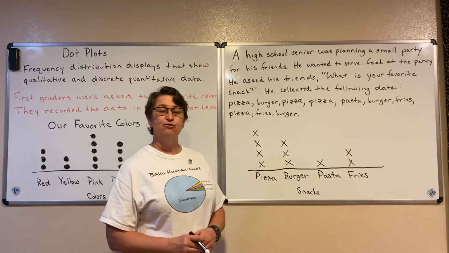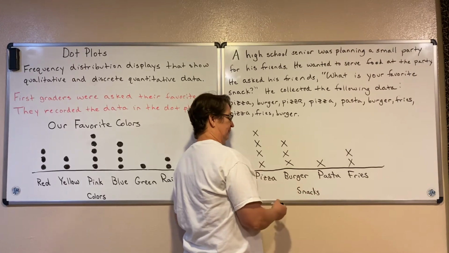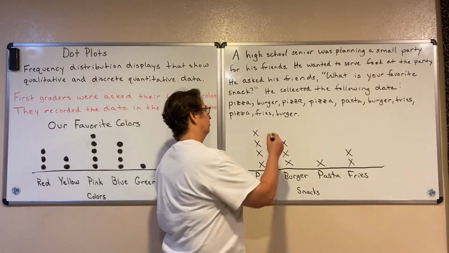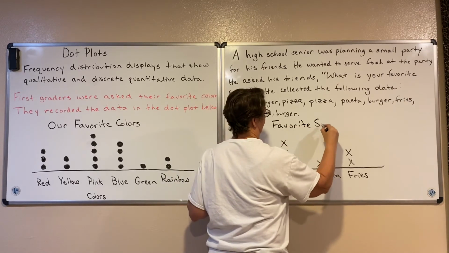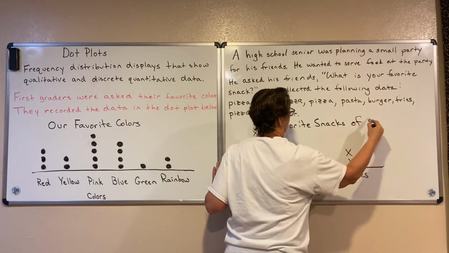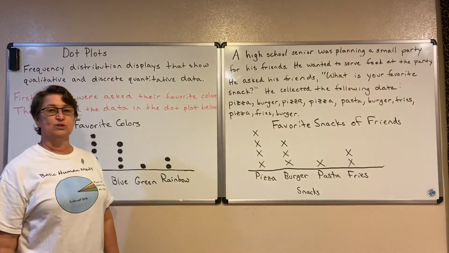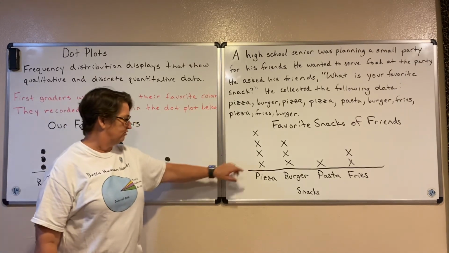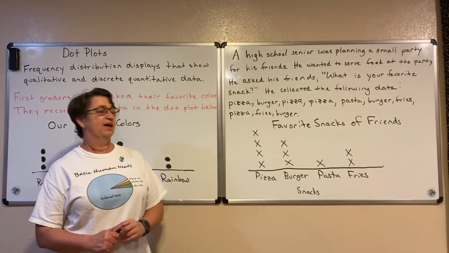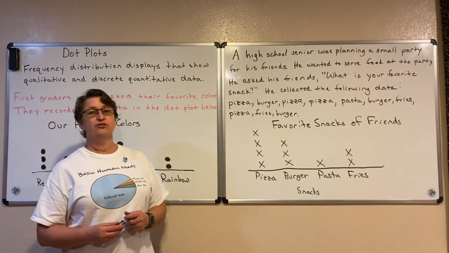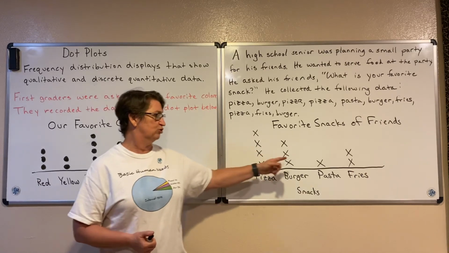Now the last thing I need for this dot plot is a title. So all good displays have labels and a title. So these are the favorite snacks of my friends or something. So we just want to make sure with these dot plots that whatever we choose our symbol to be, it's the same each time. The heights are the same, equal spacing, and that type of thing. And then the dot plots are really good at showing those frequencies, and it lets us know which one has the most and which one has the least.